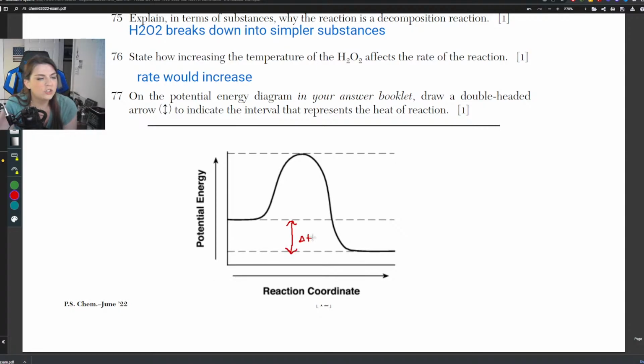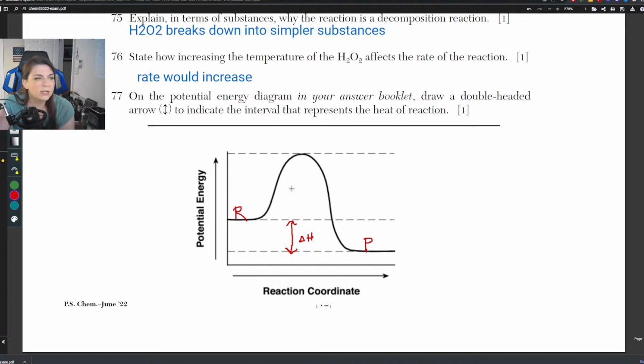That is delta H. It did not ask you to label it, so I wouldn't, just in case you labeled it wrong. So that double-sided arrow, again, is the difference between the reactants and the products. Do not mark up anything on this table aside from that double-sided arrow. Just give them what they ask for. Don't decorate it. Keep it simple.